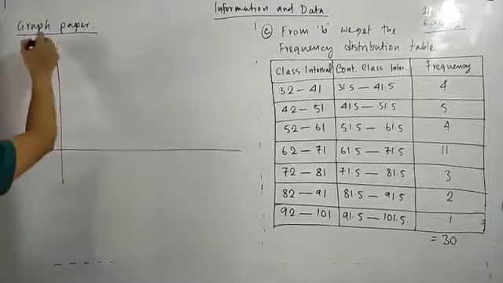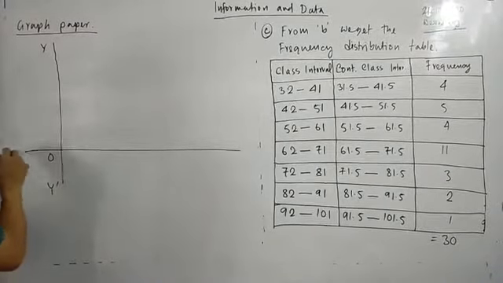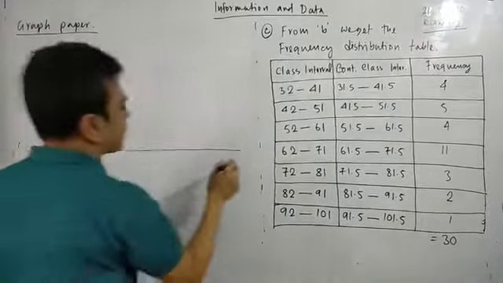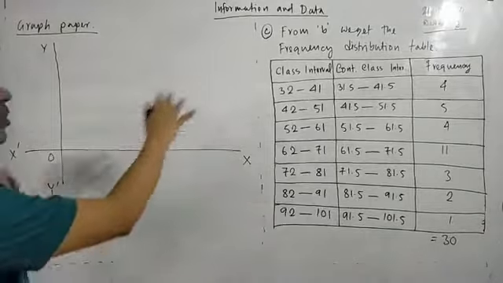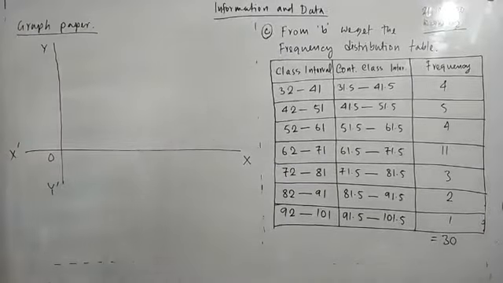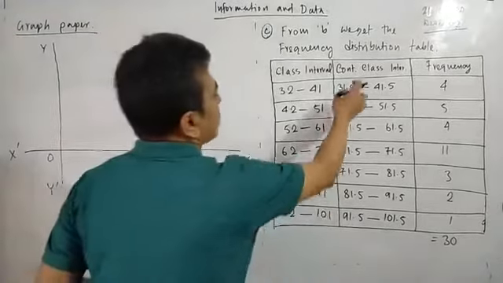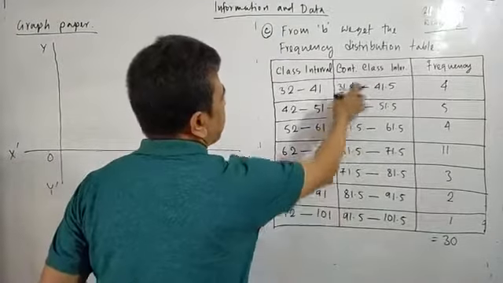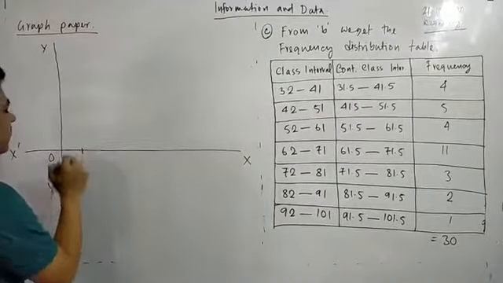Okay, so this one is Y O Y prime and X prime O X. You have to take this way. Okay, and after that we will write the description. Okay, first we just have to write all these numbers. Okay, 31.5, 41.5, we have to identify the class intervals.